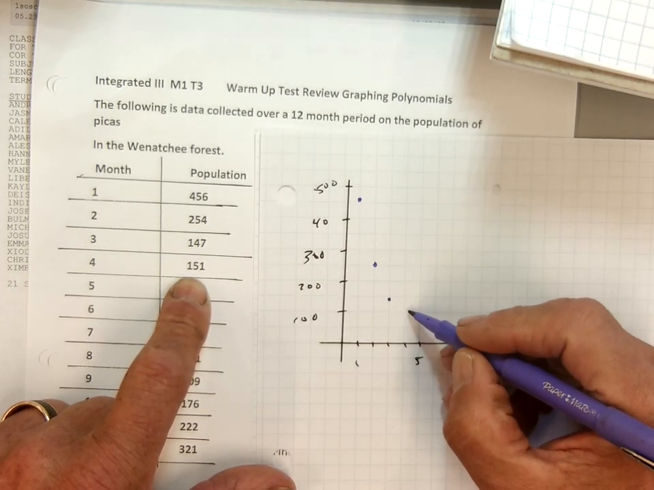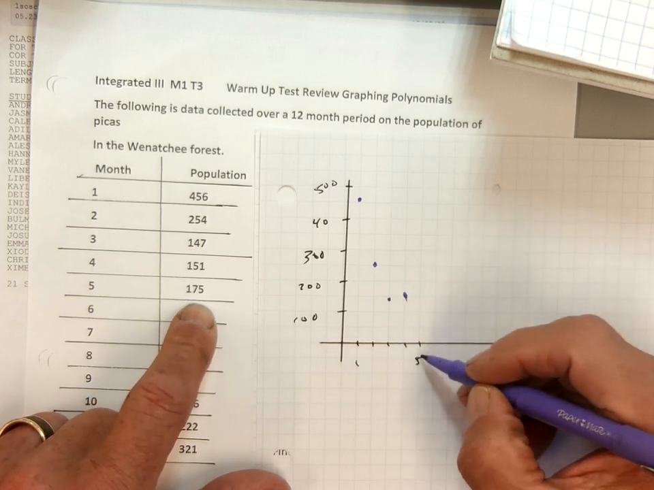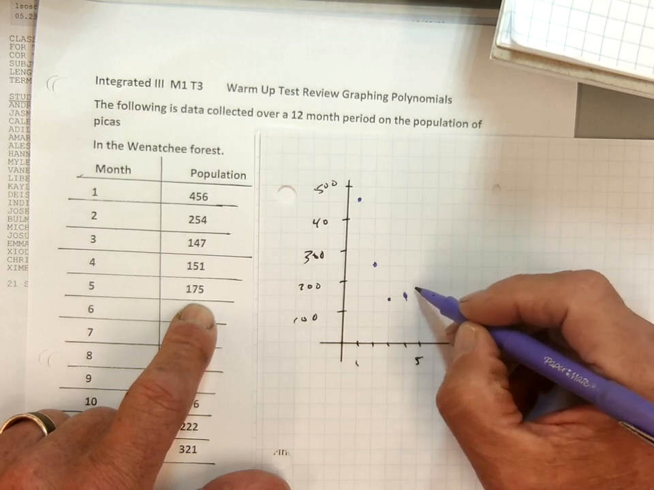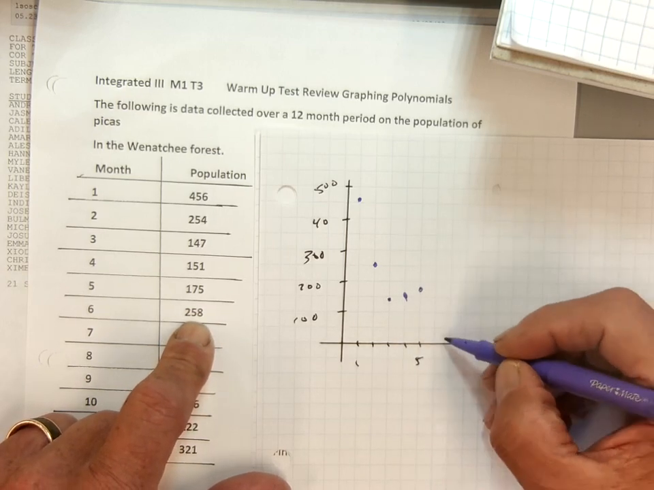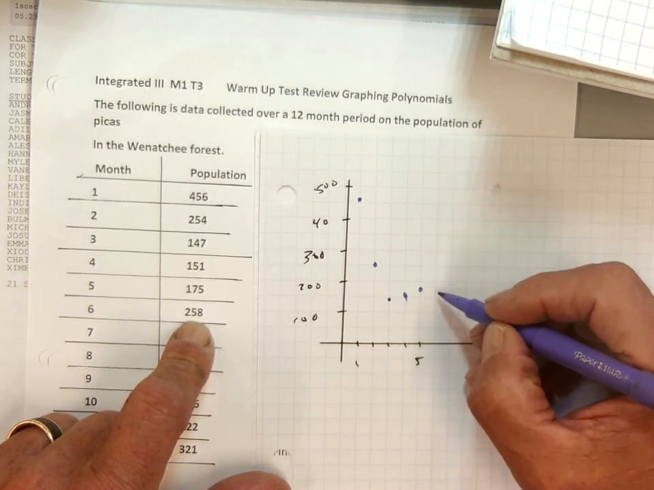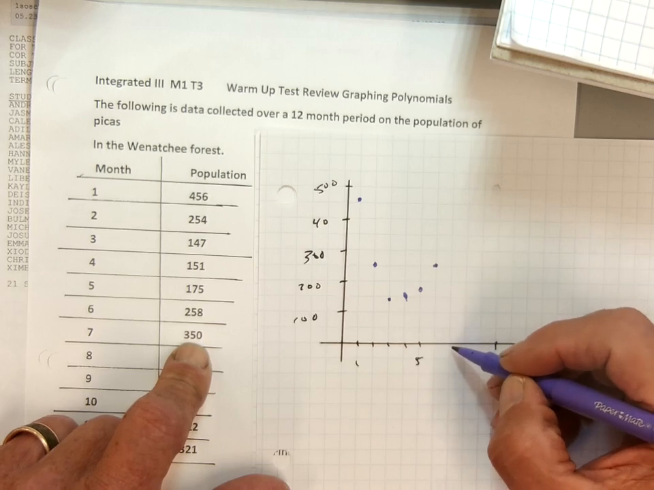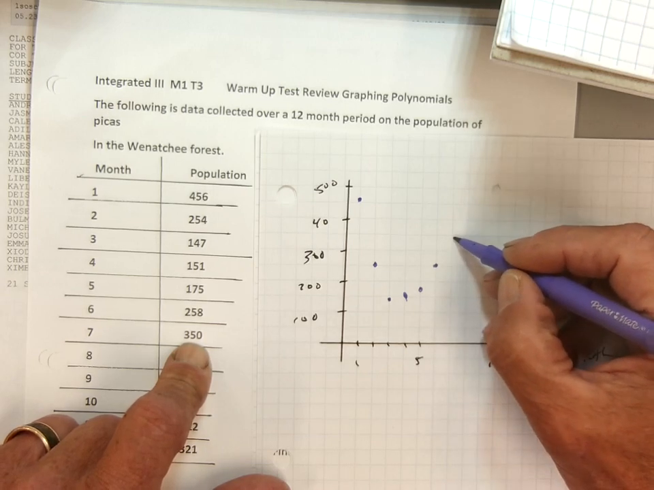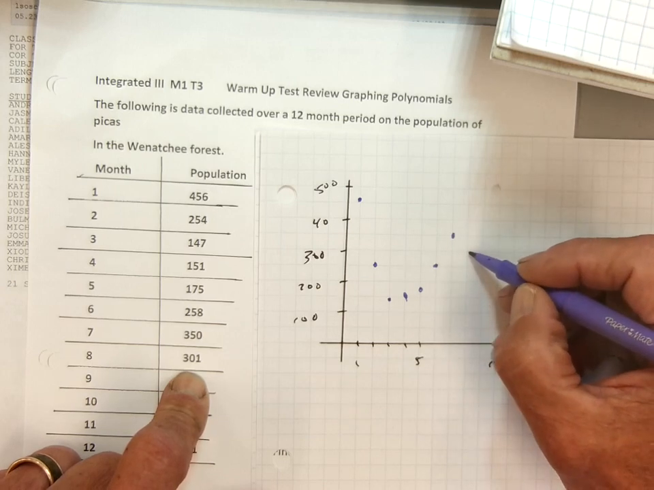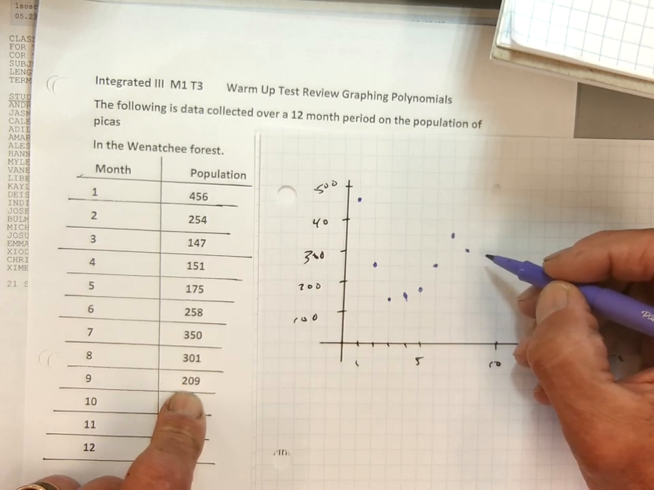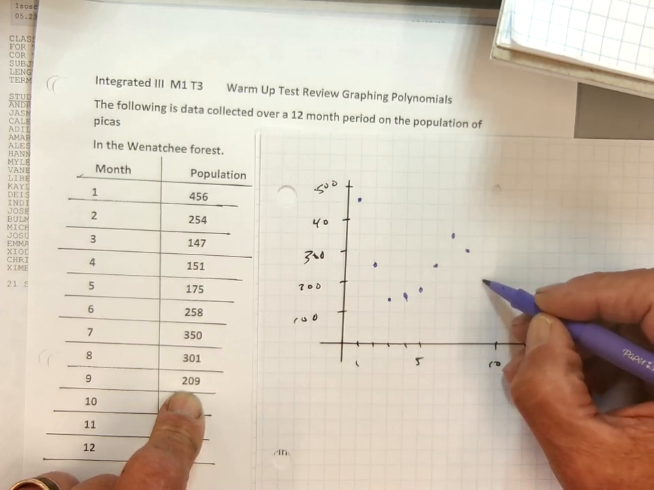151 for month 4, 175 for month 5. Estimating, that's all I'm doing. 258 for month 6. 258 is maybe up here. 350 for month 7. It's maybe there. 301 for 8. It's dropping down again. 209 for month 9. Maybe there.